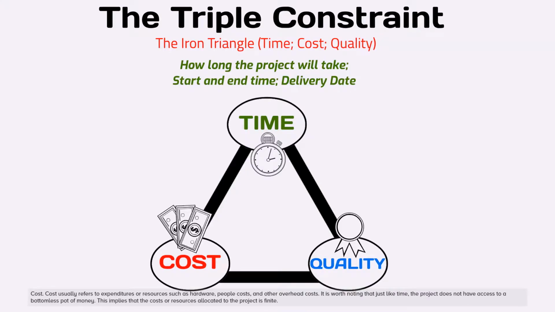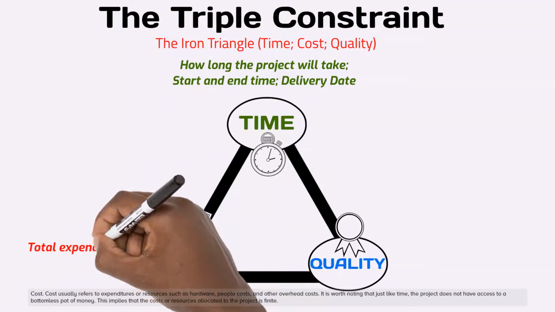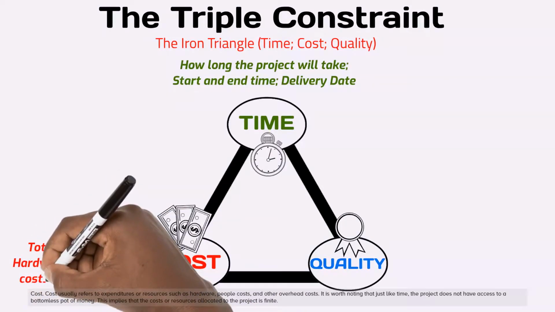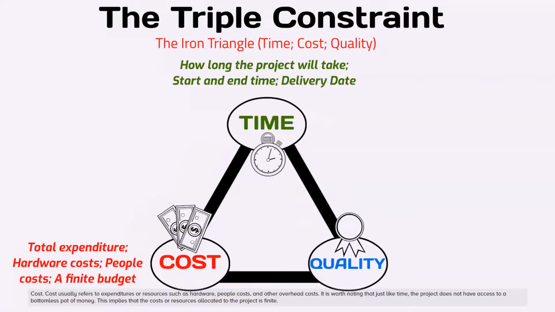Cost. Cost usually refers to expenditures or resources such as hardware, people costs, and other overhead costs. It is worth noting that just like time, the project does not have access to a bottomless pot of money. This implies that the costs or resources allocated to the project is finite.